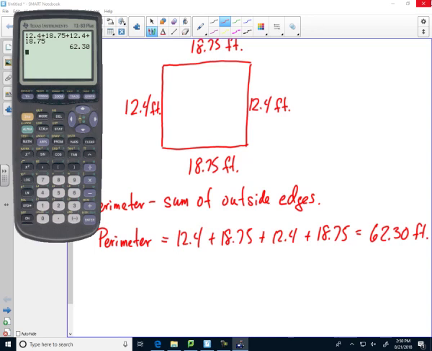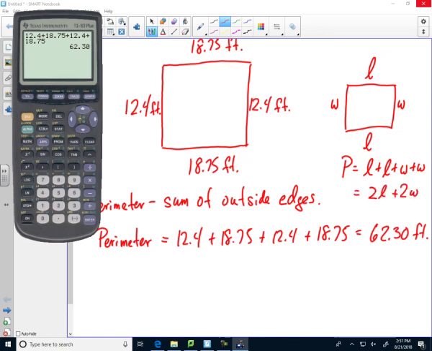Now, if you're sitting there thinking, well, I learned it like this, that's the length, and that's the length, and that's the width, and that's the width. The perimeter is length plus width, or twice the length plus twice the width. I know that.